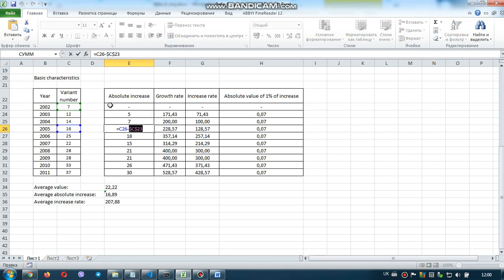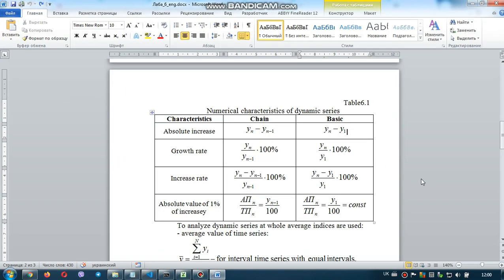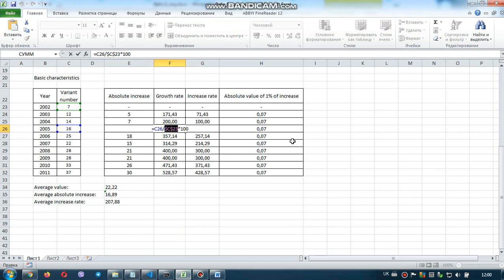This value is fixed. This value is fixed in all cases. As you see, this value is also fixed. And we have the same absolute value of 1% increase in all cases.